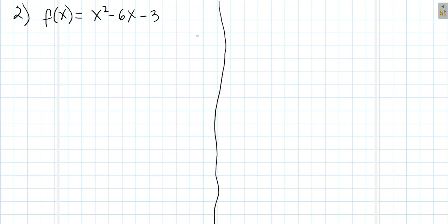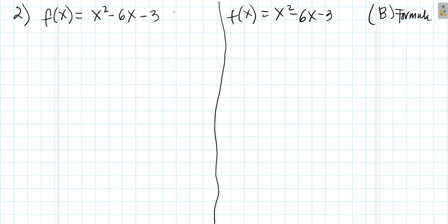We have the function f(x) equals x squared minus 6x minus 3. Okay, so we compare. You have your x squared minus 6x minus 3. This is using letter B, using the formula. This is using method A, which is completing the square. Okay, so we complete the square.